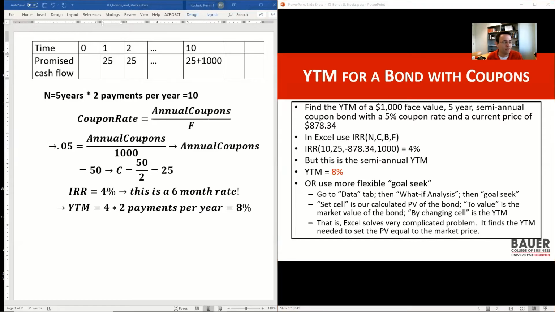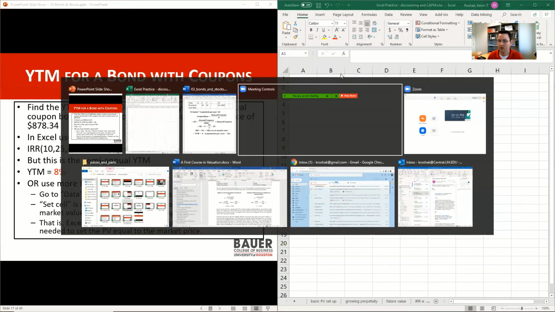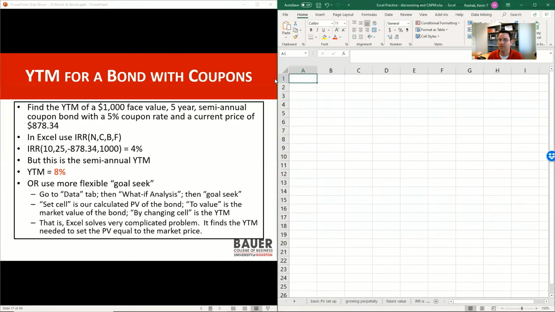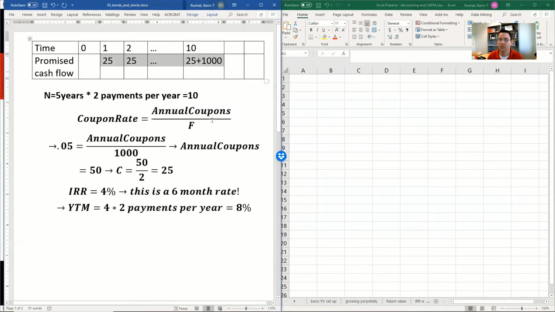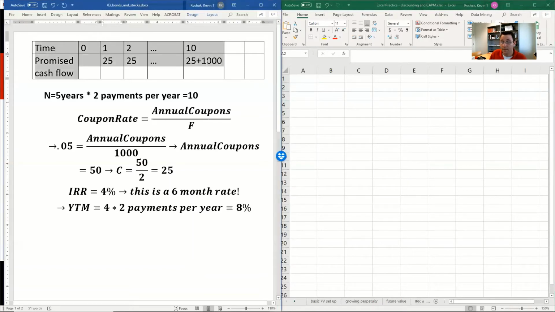So let me pull up the spreadsheet we got. This spreadsheet is up on Teams, in the class materials folder, Excel practice dash discounting and CAPM. So that's where all the other content is. I'm going to walk through the cash flows for this bond and show how we can use this tool called goal seek to find the yield to maturity for the bond.